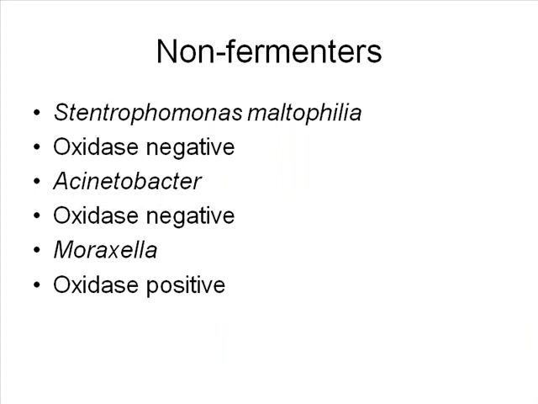Stenotrophomonas maltophilia used to be called Pseudomonas maltophilia. This is an oxidase negative Pseudomonas species, I'd say. It is also commonly identified along with Acinetobacter and Moraxella. Now, one of the characteristics too is to do an oxidase test.